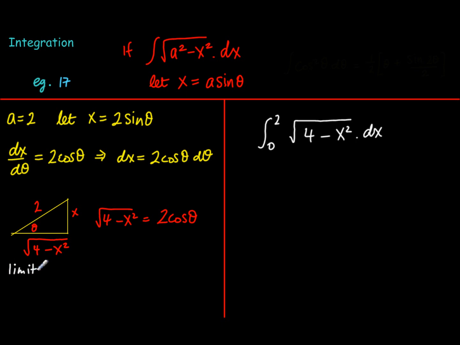Now we also have to change our limits. So if x is 2 sine theta, well, what is theta? Well, theta then would be equal to sine inverse x over 2. So considering our two limits, 2 and 0, our first limit, we'll call it theta 1, is sine inverse 2 over 2. Sine inverse of 1 is 90 degrees, or pi over 2.